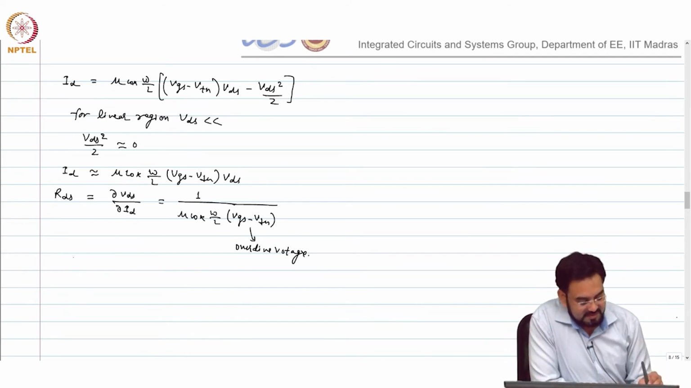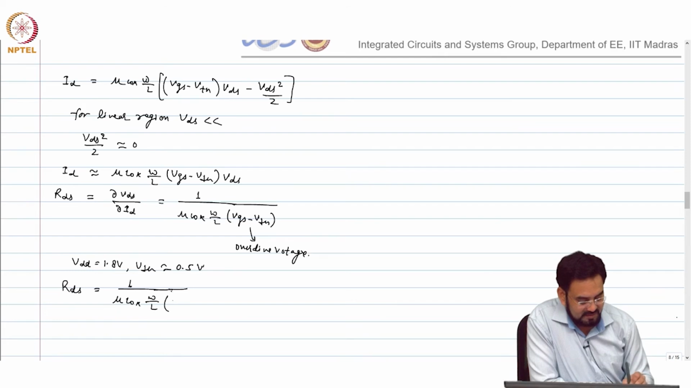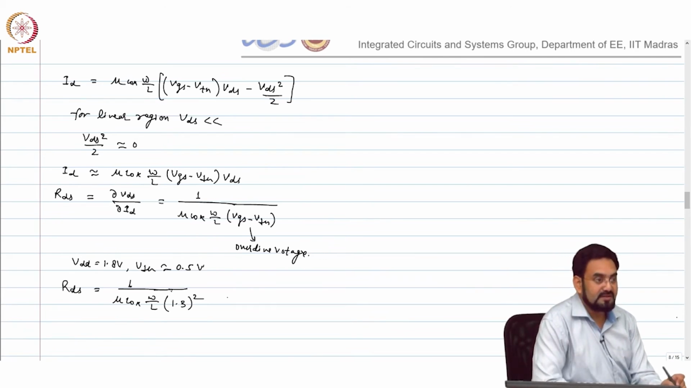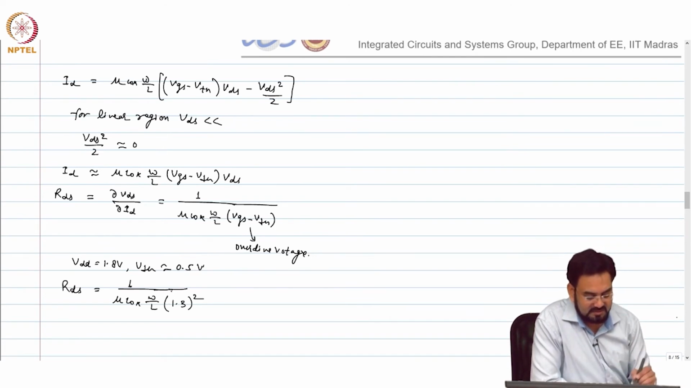So let us say VDD is 1.8 volt, VTH is approximately 0.5 volt, then RDS will be 1 over mu C ox W by L, 1.3. Okay. Sorry, 1.8 minus.